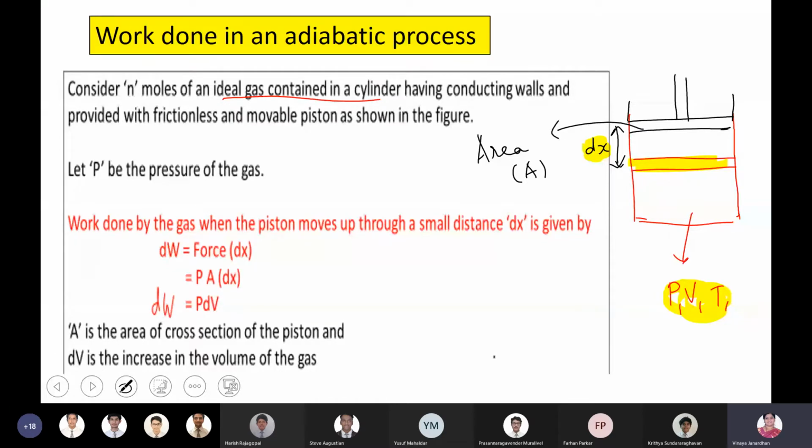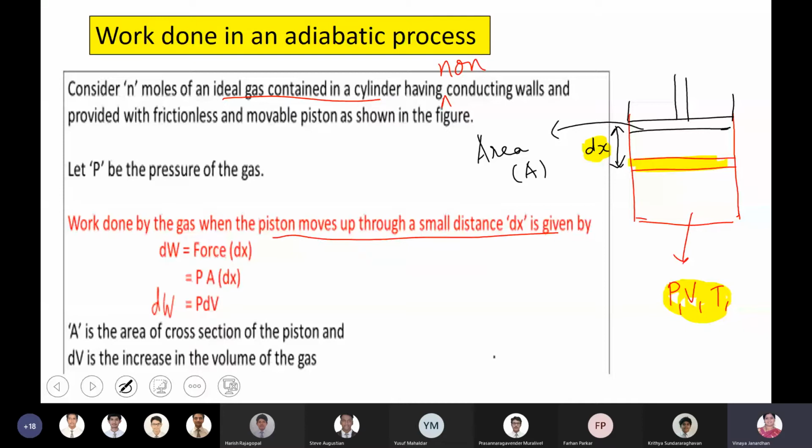Sorry, boys, I need to change this. It should be non-conducting. Conducting walls were only in the previous case, not in this case. Non-conducting walls, provided with a frictionless and movable piston. Let P be the pressure of the gas. Then consider the work done by the gas when the piston moves up.